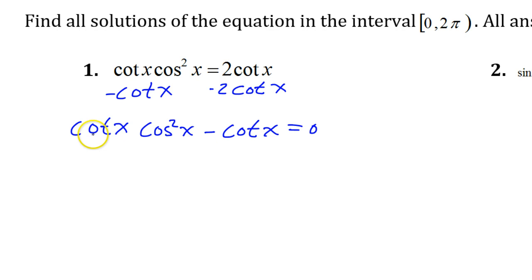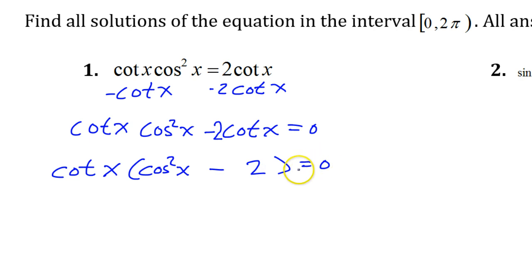So now I have this. Notice that we have a common factor of cotangent x. Well, you know what? I left out the 2. All right, notice that we have a common factor of cotangent x. So we're going to pull that GCF, that greatest common factor, out front. That's going to leave behind cosine squared x minus 2 is equal to 0.